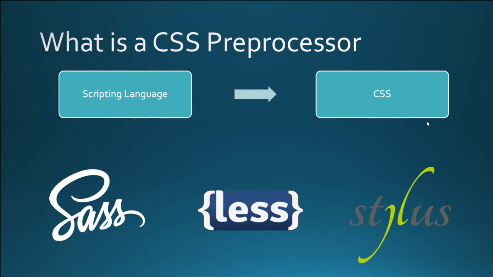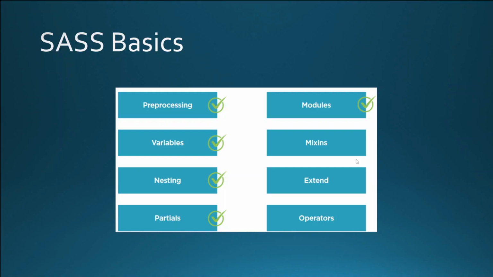A CSS preprocessor is a scripting language which adds features to basic CSS. When you publish your site, this language is compiled to normal CSS. SASS, LESS, and Stylus are three popular languages you will hear about, and in this presentation I will be demonstrating only SASS. A CSS preprocessor is a powerful addition to our skill set, so here are some of the features we can get with SASS. Today we will only look at preprocessing, variables, nesting, partials, and modules.